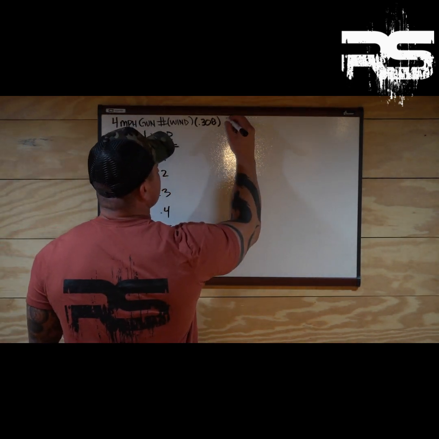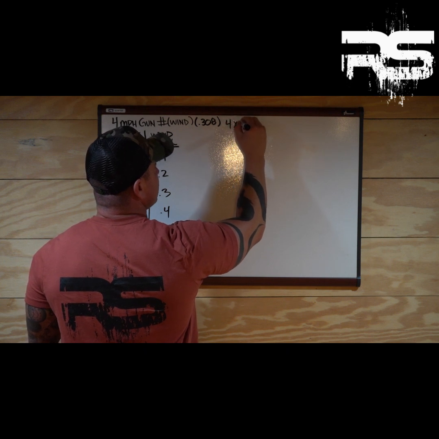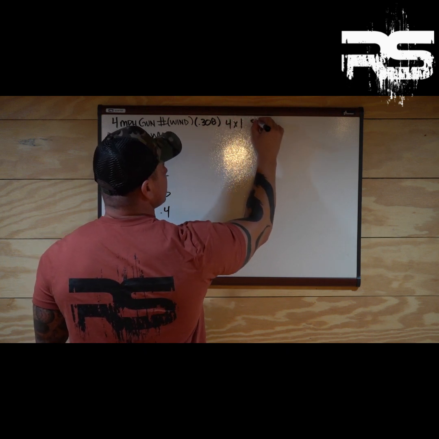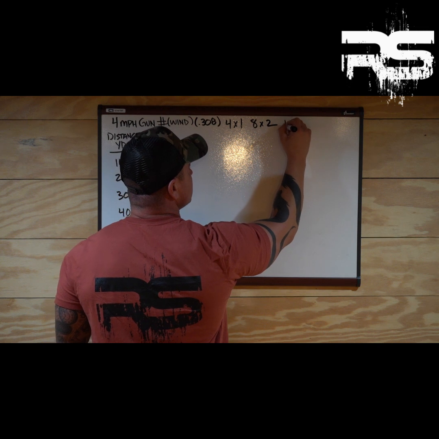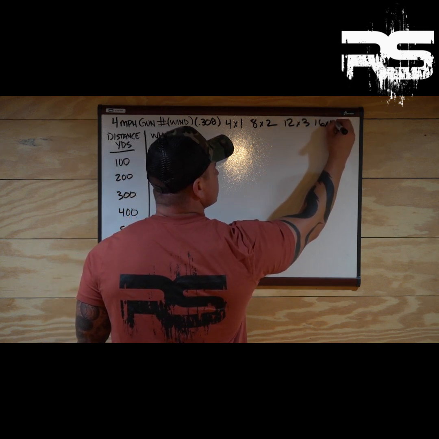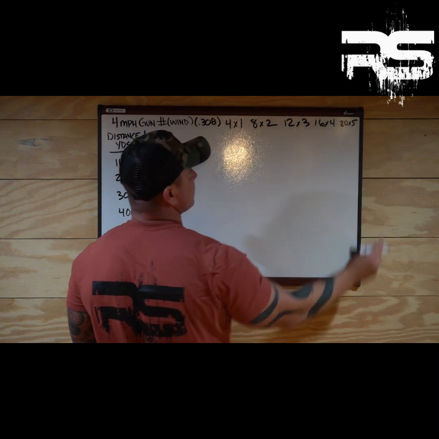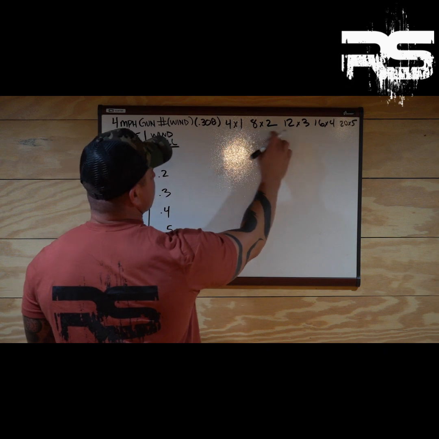Just for quick reference, I'll bring it up here. 4 mile an hour would be times 1, 8 times 2, 12 times 3, 16 times 4, and 20 times 5. Okay, for our brackets.